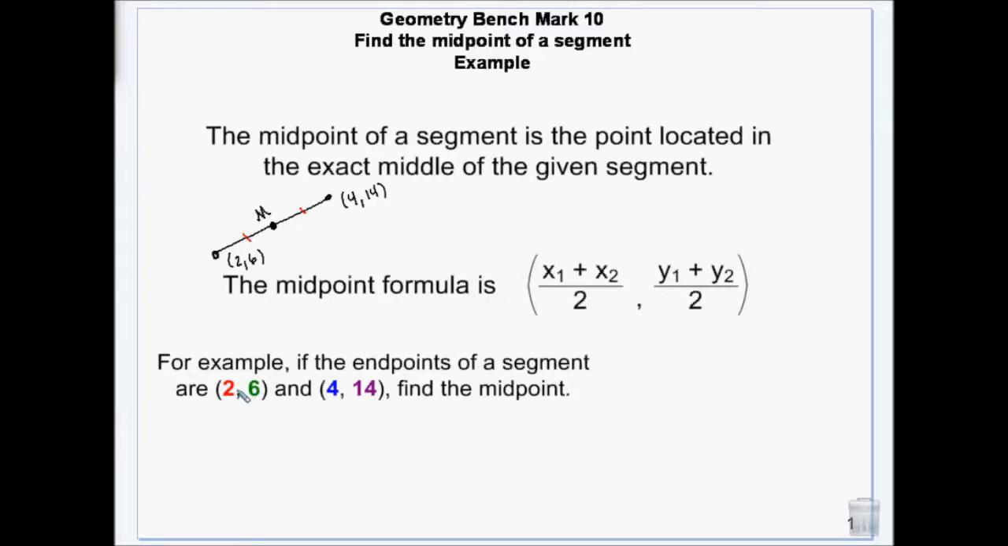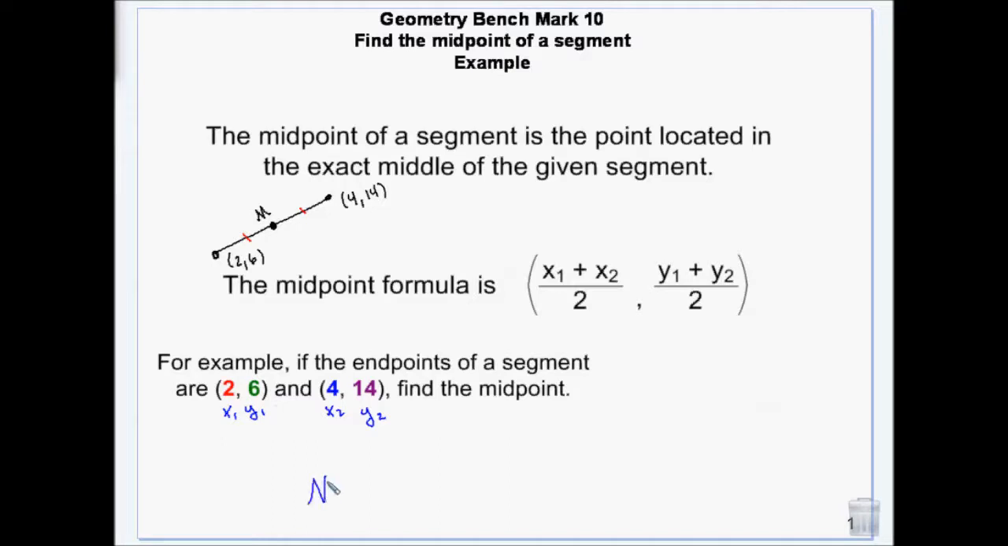So the first thing we want to do is call these x1, y1, x2, y2. And it doesn't matter. I could have said these were x2, y2, and these were the 1's. That doesn't matter, just so long as both of these are 1's and both of these are 2's, or vice versa. You can't have a 1 and a 2 in the same parentheses.